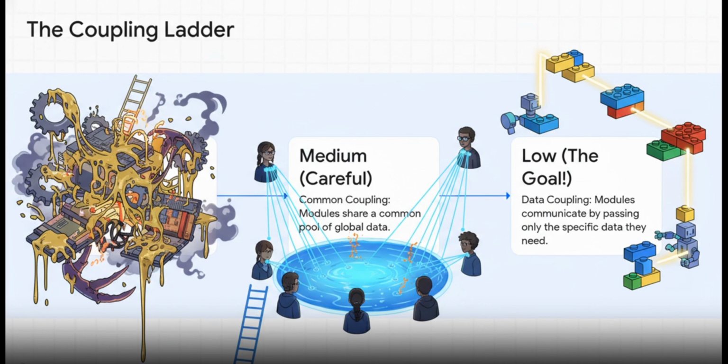Now, a step up from that, but still pretty dangerous, is common coupling. This is where a bunch of modules share one big pool of global data. Think of it like a bunch of Lego bricks that all have to share the exact same bucket of paint. If one part of your code changes that paint color, it affects every single brick, often in ways you'd never expect. And finally, at the very top, our goal is data coupling. This is our perfect Lego connection. Modules are independent and they just pass the specific bits of information they need back and forth. It's like handing another builder just the one specific Lego piece they asked for. It's clean, it's predictable, and it's safe.